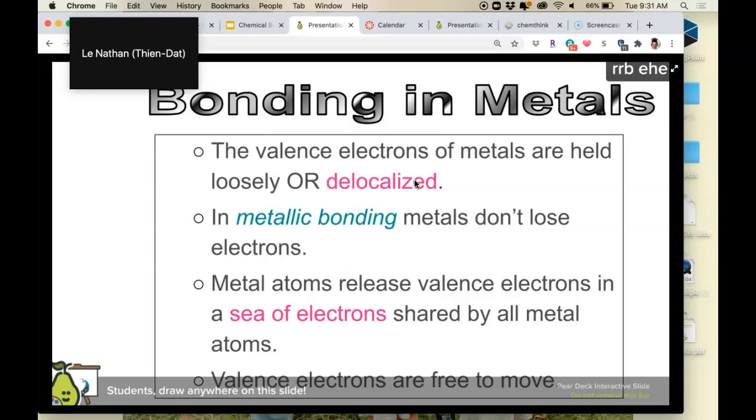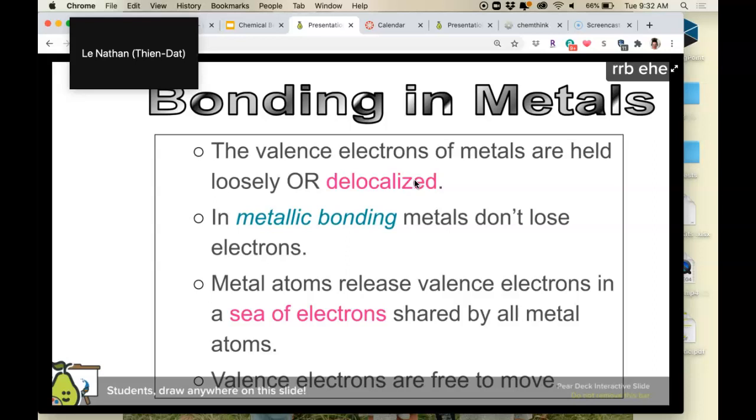Let's refresh. Ionic is metals with nonmetals. Covalent is generally nonmetals with other nonmetals. And then this last one is going to be bonding in metals. So metals are just metals attached to themselves, like a bunch of copper bonded to itself with other copper atoms.